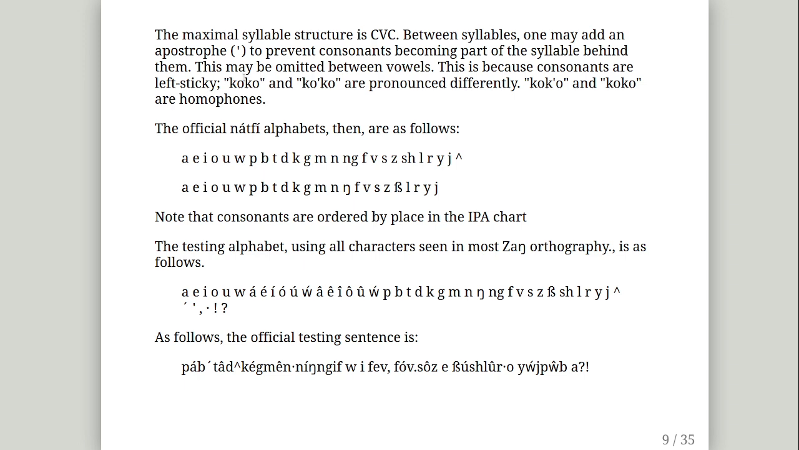Now, here is a testing alphabet which uses all the possible letters. A, E, I, O, U. P, B, T, D, K, G, F, V, S, Z, sh, l, y, j, and then the caret, and then these things over here that I use quite commonly. And as follows, the official testing sentence could be: Pab, tad, keg, men, ning, nif, ifev, fov, soz, shushler, yuj, pub.